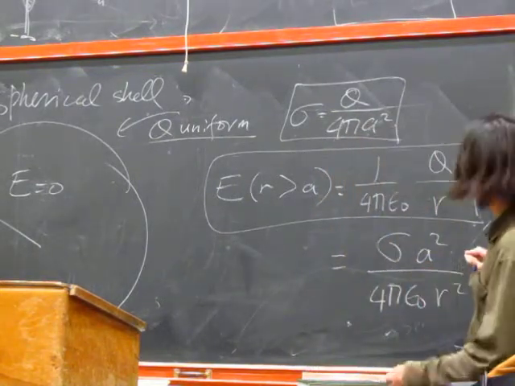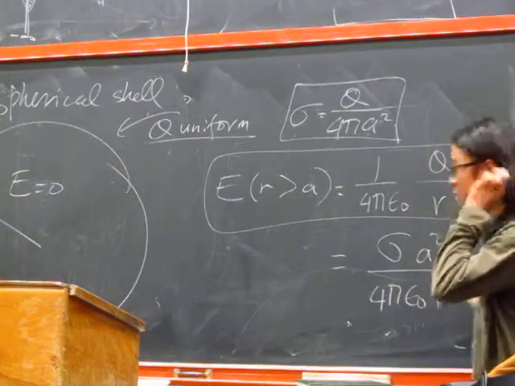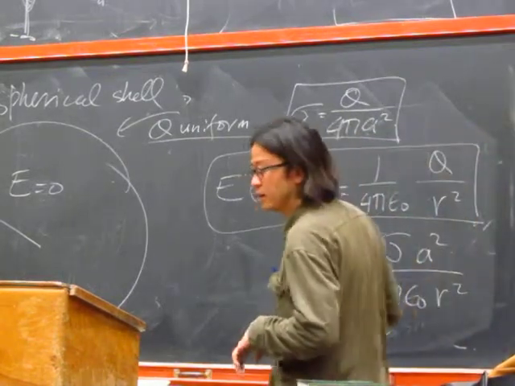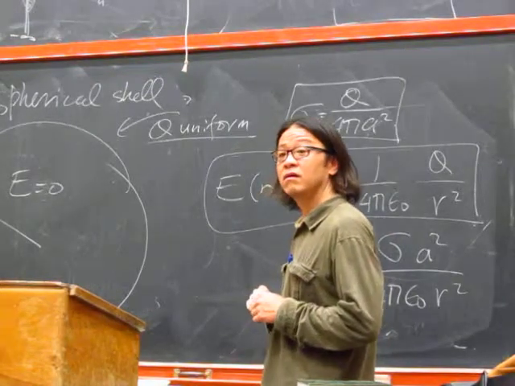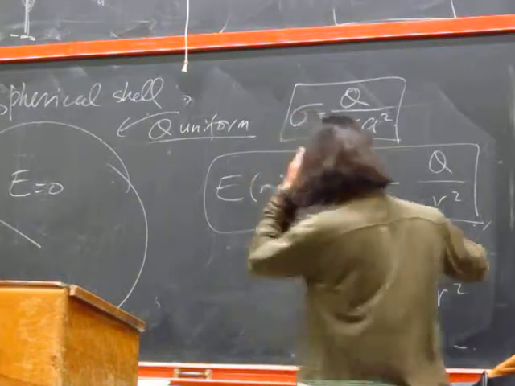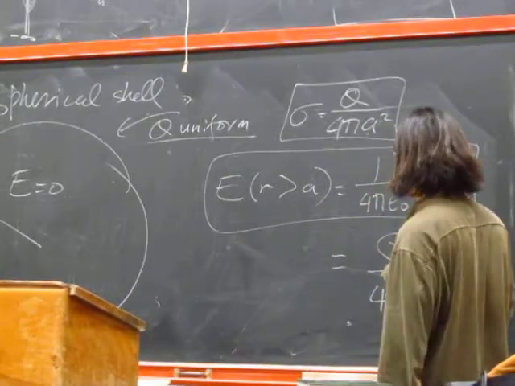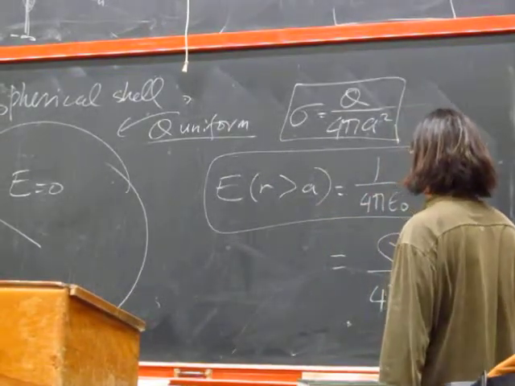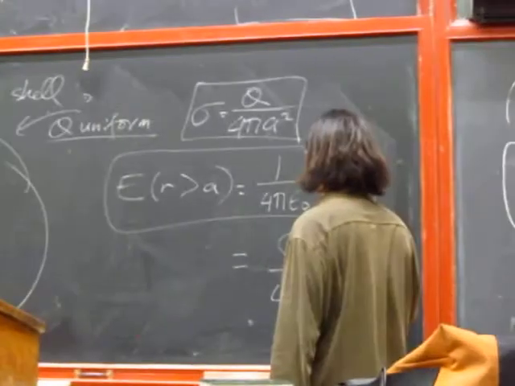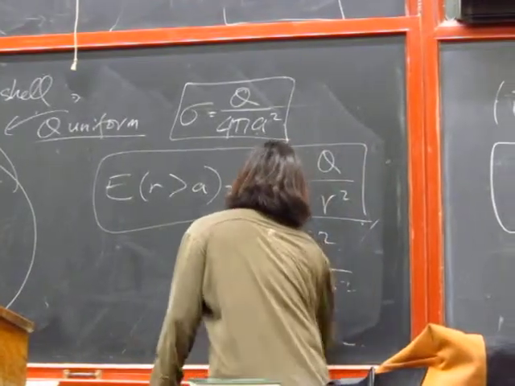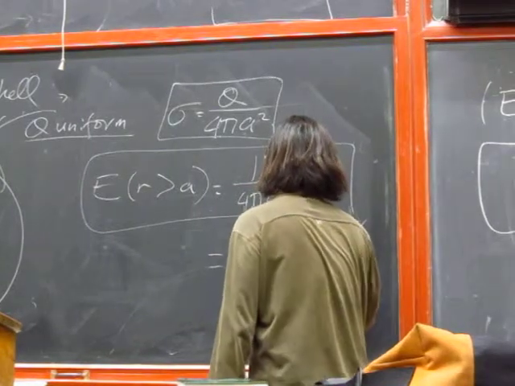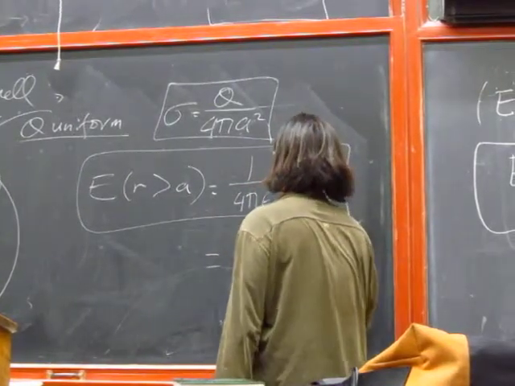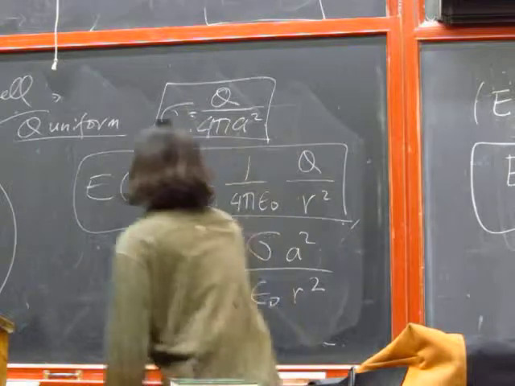There's no 4 pi, because the 4 pi cancels. It's just sigma A squared over epsilon naught R squared. Okay, this is right.